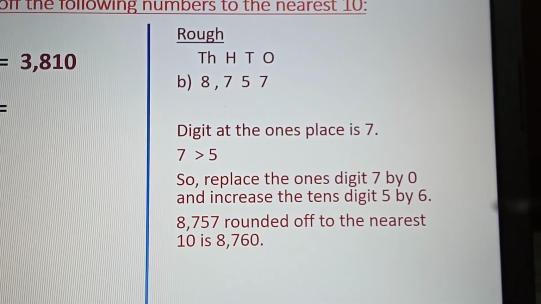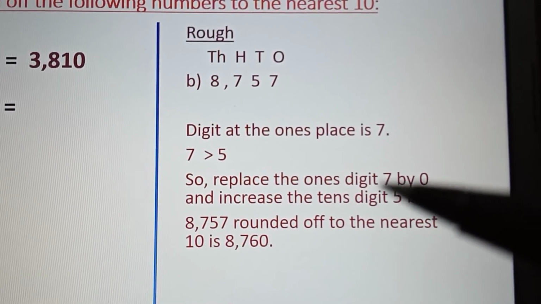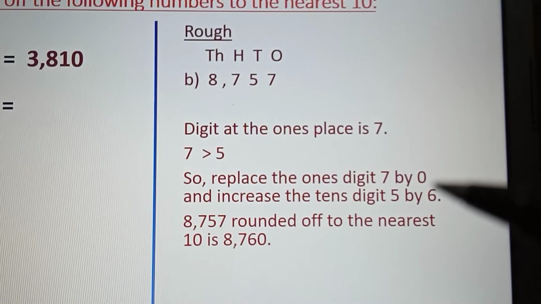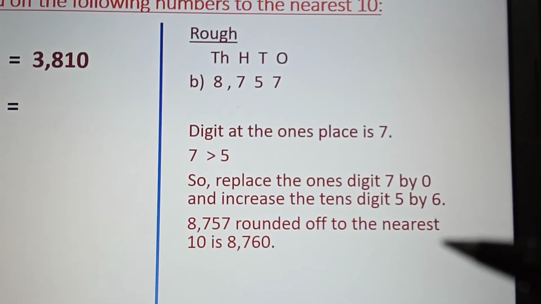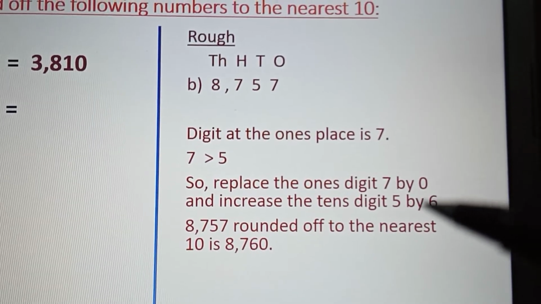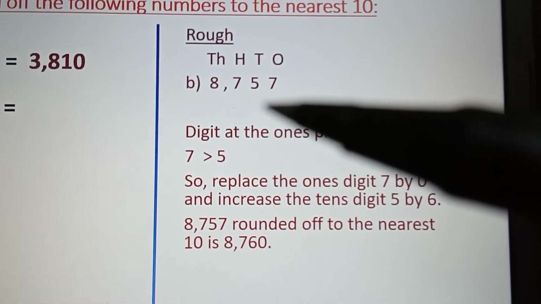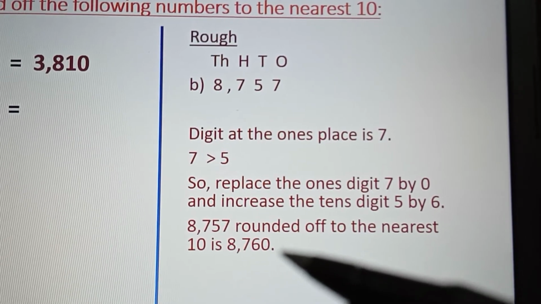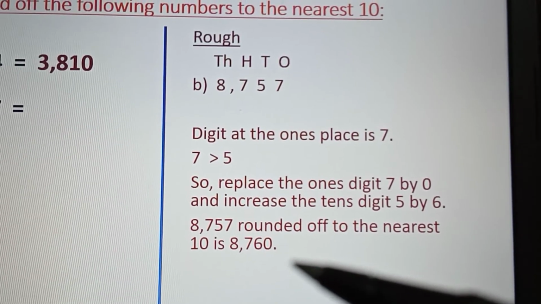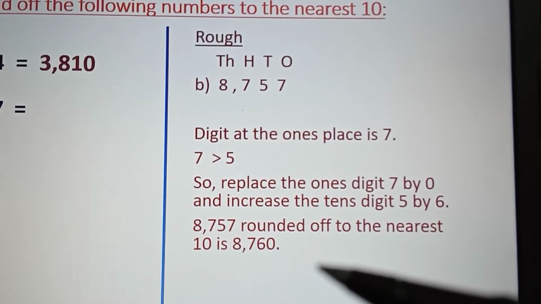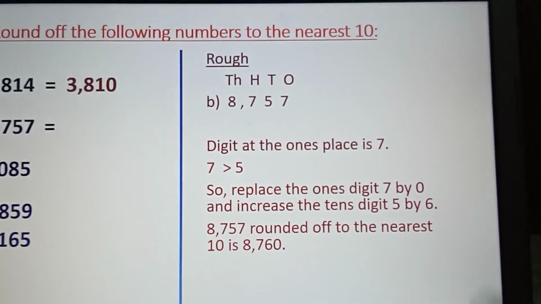So when the digit at the ones place is equal to 5 or more than 5, we follow rule number 2. Rule number 2 is, you will replace the digit at the ones place by 0. Means 7 will become 0, and the tens digit will increase by 1. So this 5 will become 6. So our number will be 8760. So 8757 rounded off to the nearest 10 will be 8760. Clear? Always check the digit at the ones place, children, and follow the rule. So write this answer here, children.